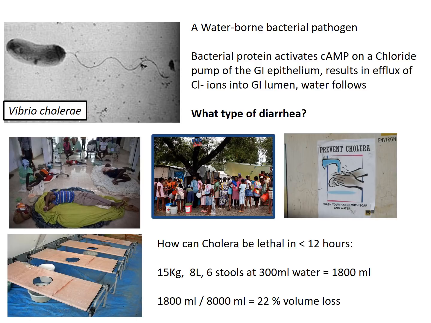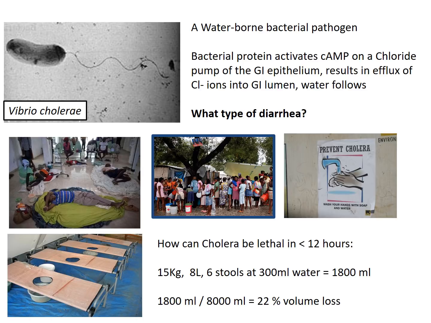And when it activates that pump, it actually takes chloride out of the cell and pumps it into the GI lumen. And in the GI lumen, water follows. An individual with this disease, cholera, will have massive amounts of watery diarrhea, losing massive amounts of fluid and electrolytes in a very short period of time. And this is what makes it lethal.